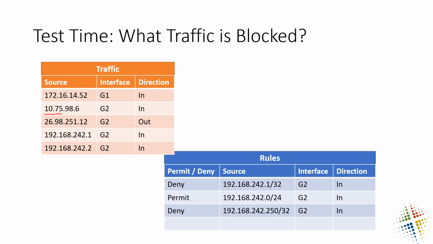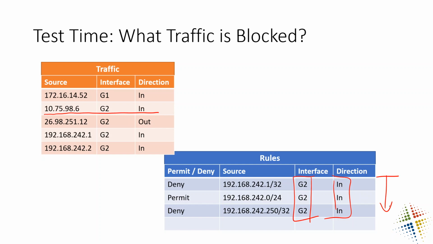All right. Next one, 10.75.98.6 on interface G2, direction inbound. Well, let's look through our rules. Our rules are on G2 and they are inbound. So this access list does apply to it. We start from the top down on our access list. So we go this way.